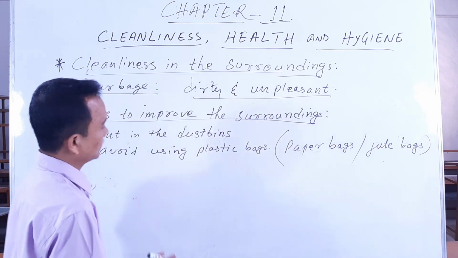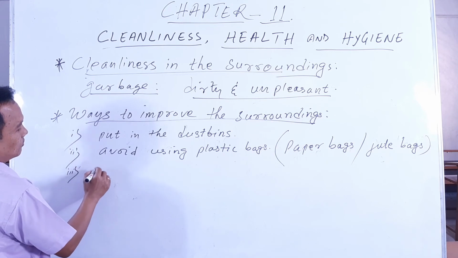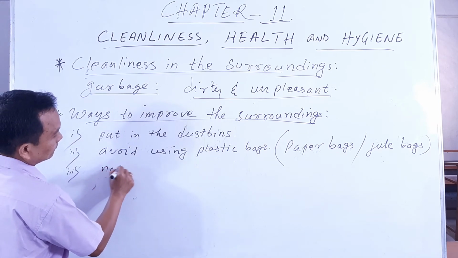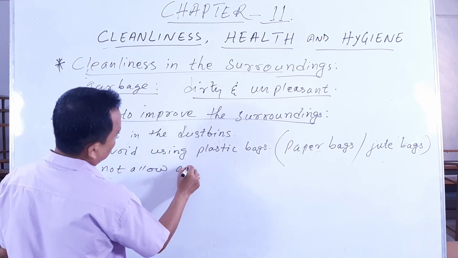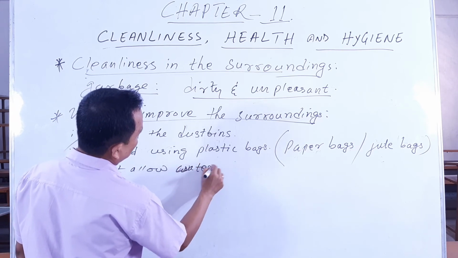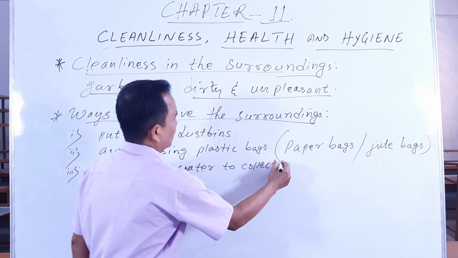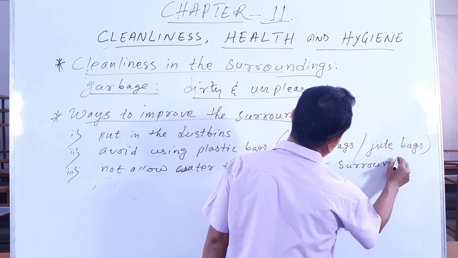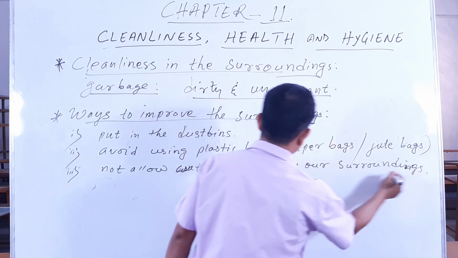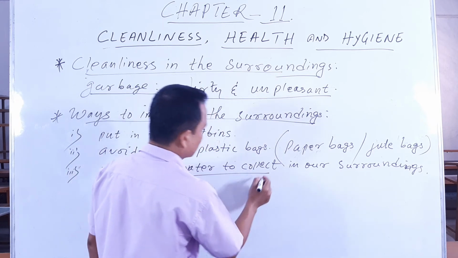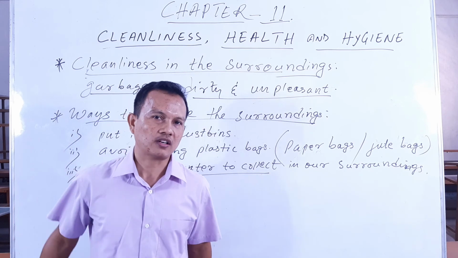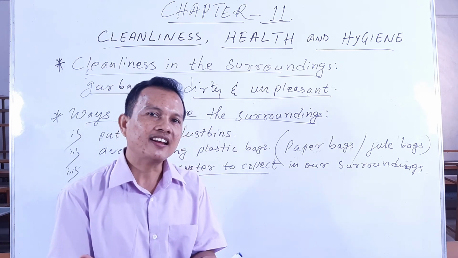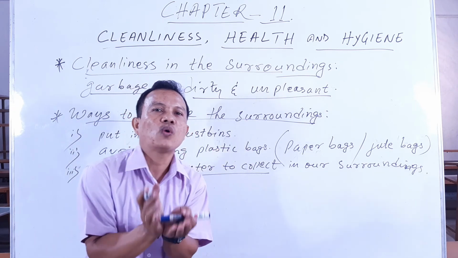And thirdly, we should not allow water to collect in your surroundings. Water collecting in the surroundings means stagnant water. Stagnant means where water does not flow, it remains in one place. So we should not give a chance for water to stagnate or accumulate in that particular area.